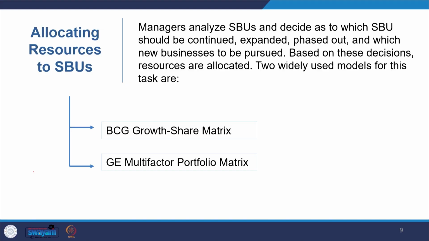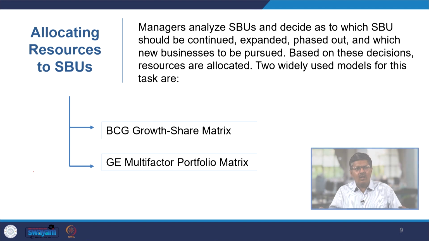Now, when you have defined your strategic business units, it becomes important for companies because it helps them to allocate resources. Once the company has defined an SBU clearly, it can easily allocate resources, how much funding has to be allocated to this particular unit. Managers analyze SBUs and decide which SBU should be continued, expanded, phased out, and which new business can be pursued. Based on these decisions, resources are allocated.